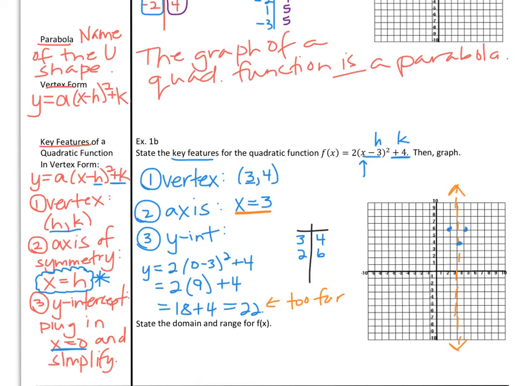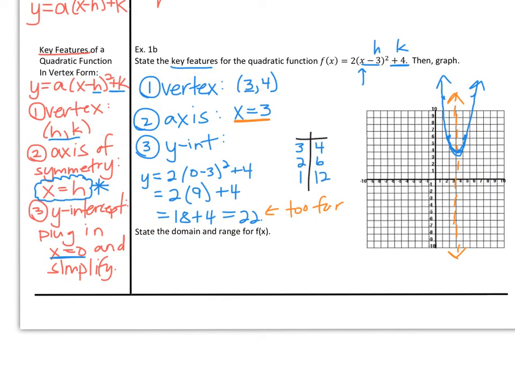Let's see if we can get one more point to fit on here. Let's plug in 1. 1 minus 3 is negative 2, but negative 2 squared is 4. 4 times 2 is 8, and 8 plus 4 is 12. Ugh, that already goes off of our graph, way up here. And then I'll maybe throw that on the other side just for good measure, like so. Go ahead and draw a curve through those 5 points. And without having to make that big table up above, we've sketched the graph for our quadratic function in vertex form. And now it's time for a little throwback.